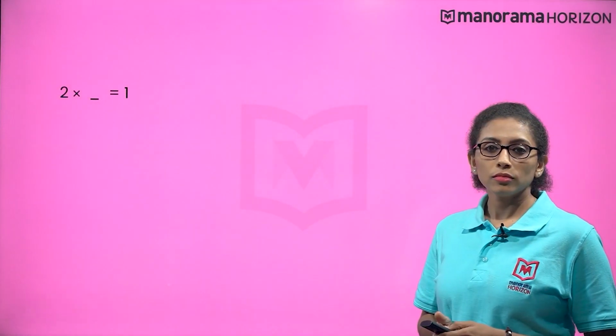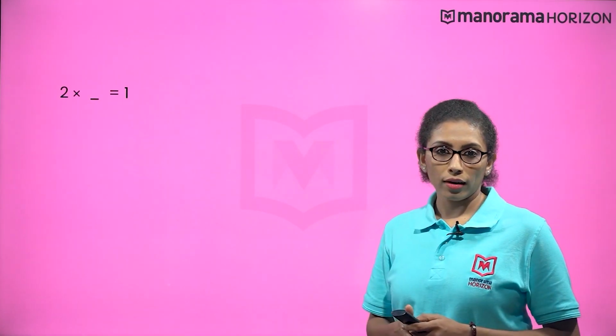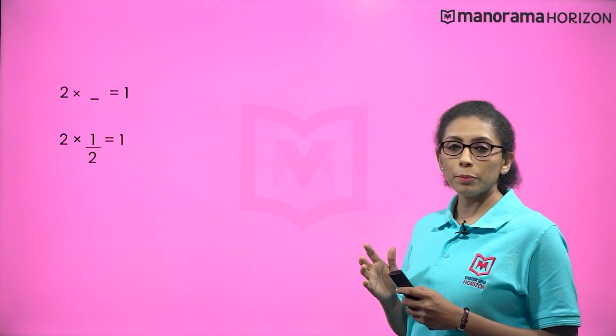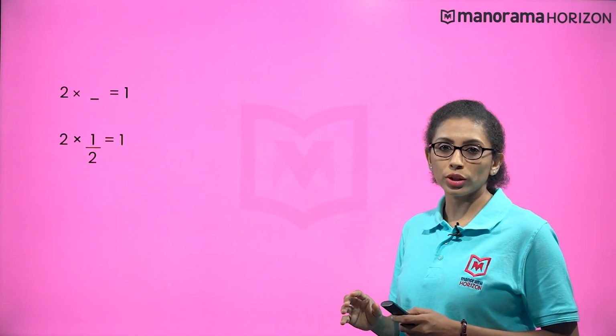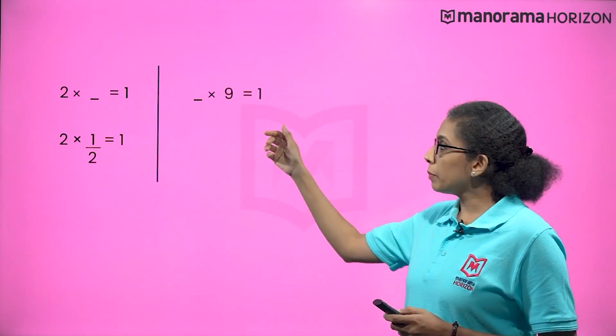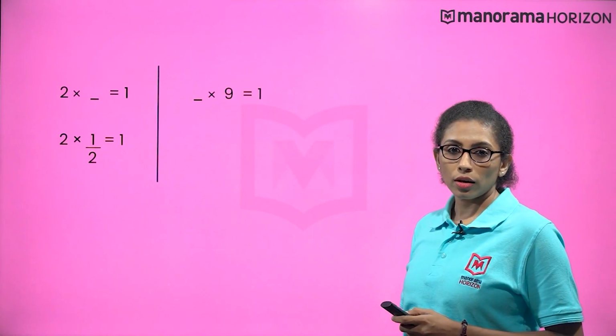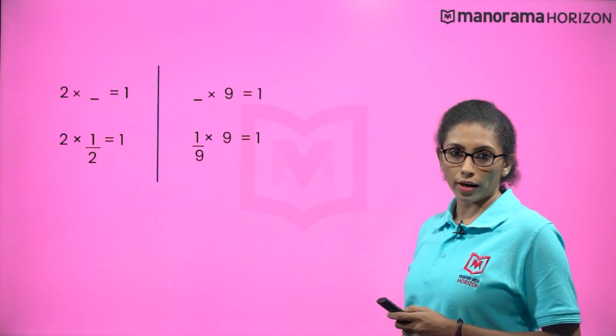Let's see. 2 multiplied by what gives 1? It is 1 by 2. That is, 2 multiplied by 1 by 2 gives 1. Now, what multiplied by 9 gives 1? 1 by 9 with 9 will give you 1.